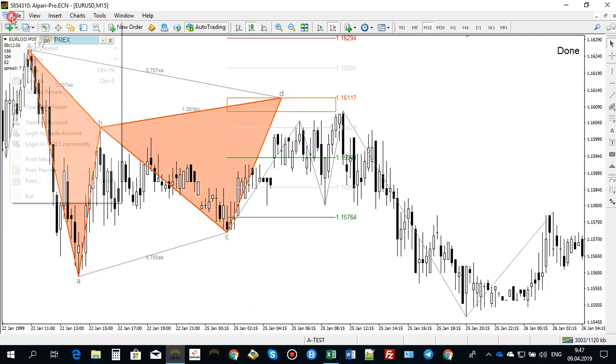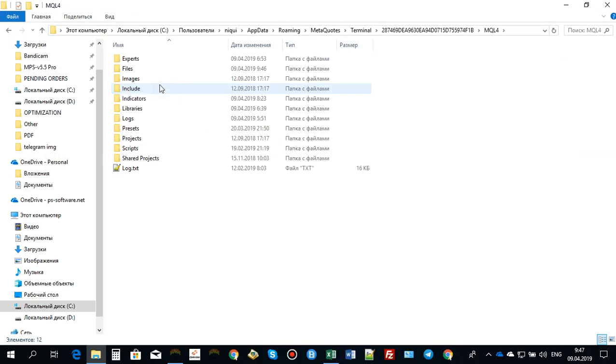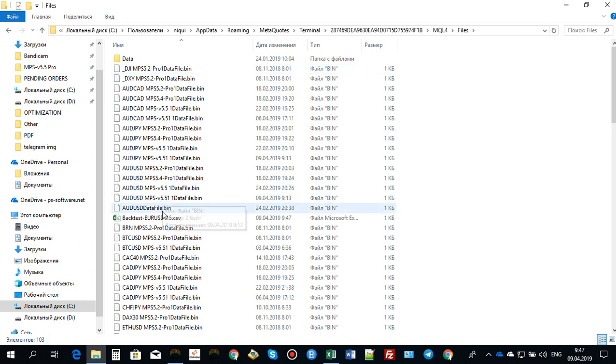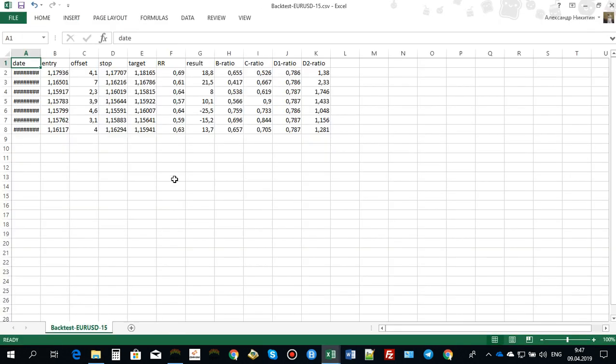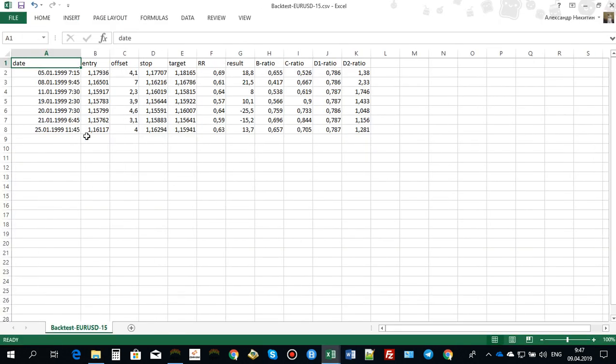So if we go to our output file, look what happens. Files, so our euro-dollar 15-minute. So we just backtested 7 patterns. Yes, time, entry as usual, and here's the offset. Your result is calculated a bit different. It is not 1-to-1 anymore because you have less, and your result is calculated a bit different.